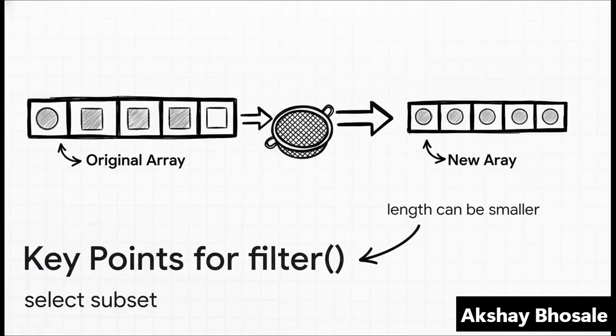So for filter, remember these key points. Like map, it returns a new array. But unlike map, the length of this new array can be smaller. And here's where the real magic starts to happen. You can chain these methods. Imagine you want to double only the even numbers. You could just do numbers.filter.map. See? That's how you build these elegant, powerful data pipelines.